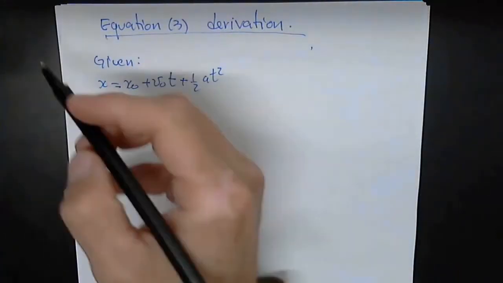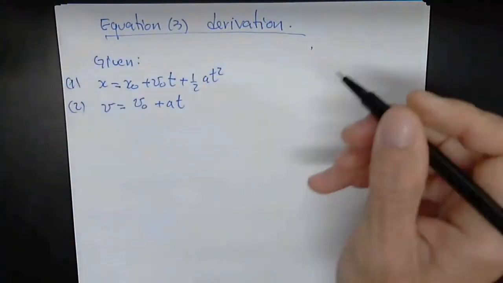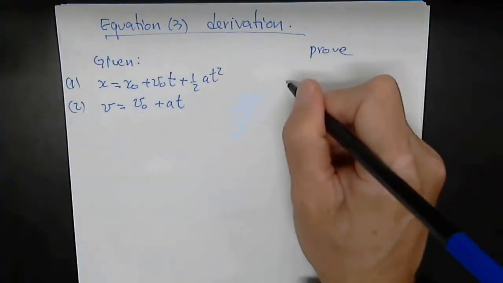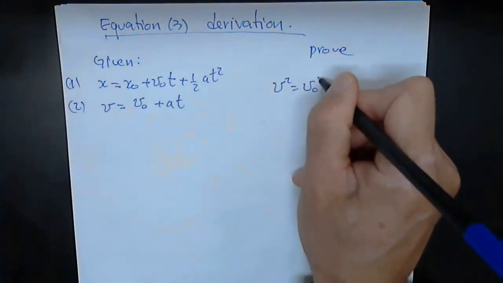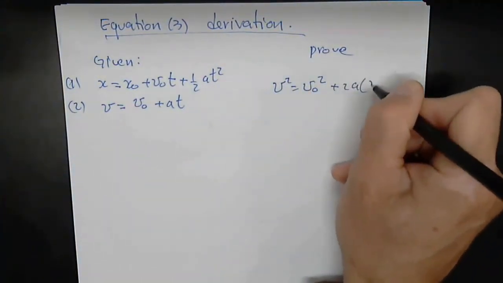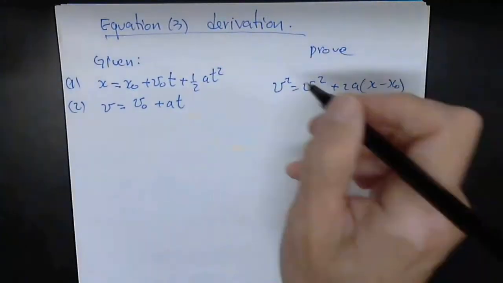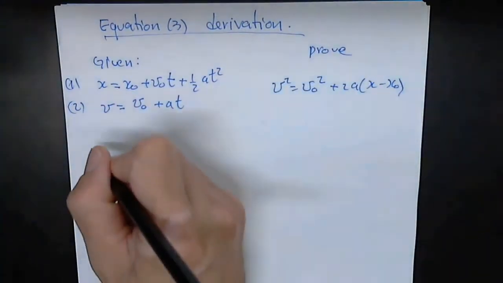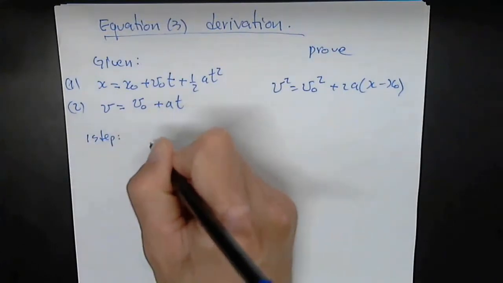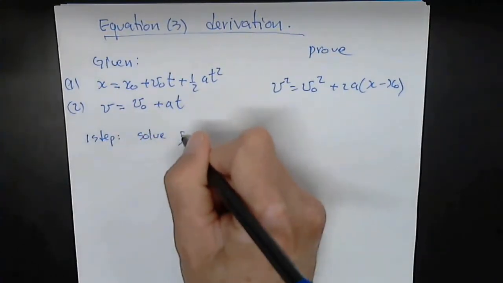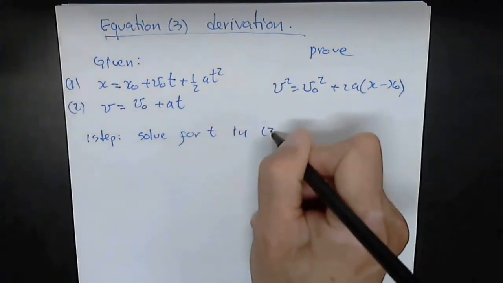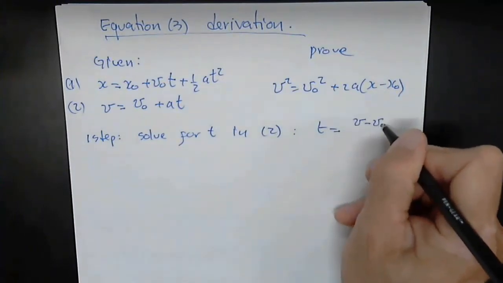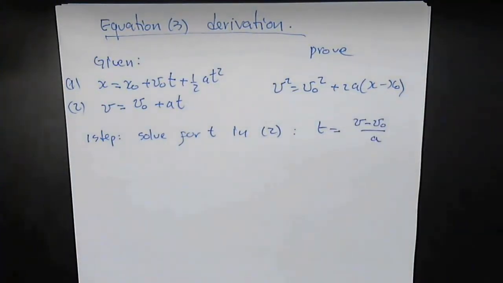So we have these 2. This is equation 1 and 2. And we want to prove this one. That's what we want to prove. Okay. So we are going to take first step, solve for t in 2. And we get t equals v minus v naught divided by the acceleration.